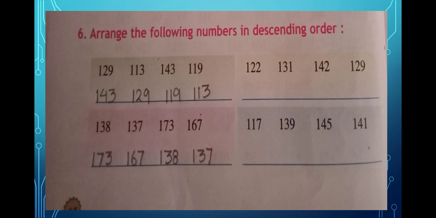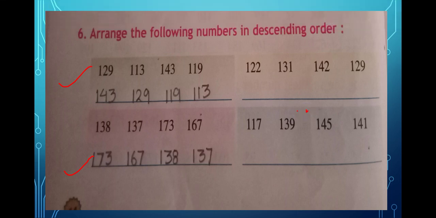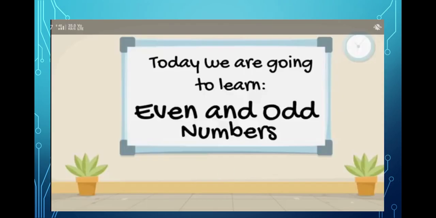Okay. Now you have to write down these two in your copy, and these two you will be doing in your textbook by yourself. Okay. No need to do these two in your copy. Then that is all. We have finished the exercise 1.3. Now we are going to learn about even and odd numbers. Okay. So today we are going to learn about even and odd numbers. Alright.